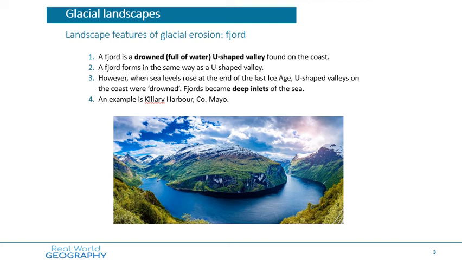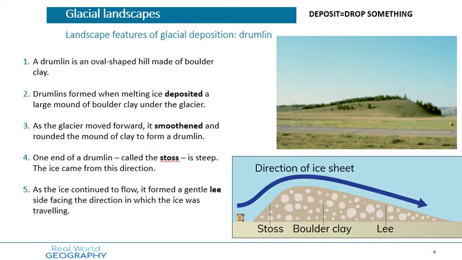Okay, so there are two more quick features of glacial erosion that we must be able to recognize. Okay, now we're going to move on to a feature of glacial deposition, and we must know a feature of glacial erosion in detail. That's our cirque, and a feature of glacial deposition in detail. And that's going to be our drumlin in front of us. Okay. Now, what does deposition or to deposit something mean? Well, look to the top right of the slide here, guys.